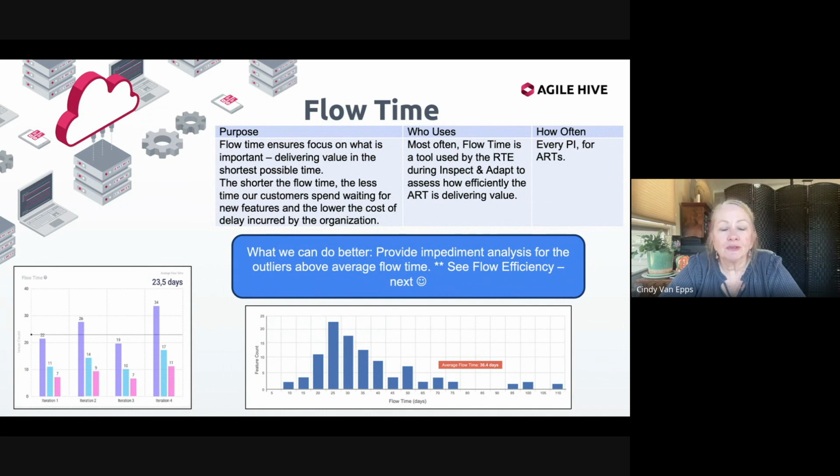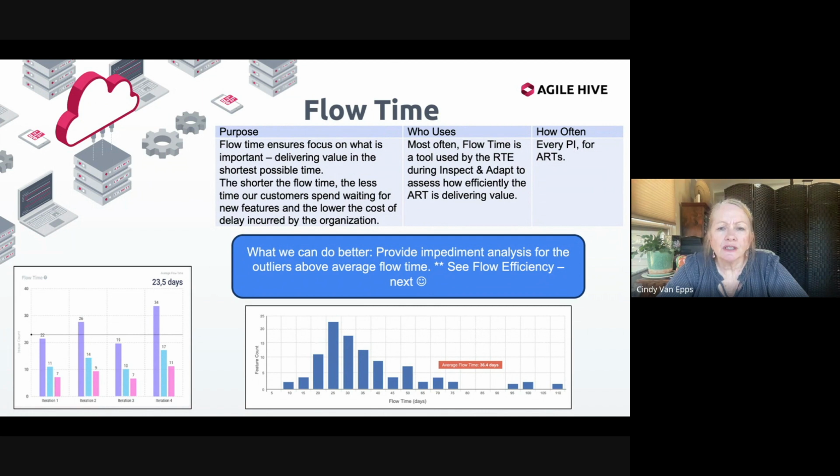Flow time has been around forever as well, like feature cycle time. And so are we delivering value in the shortest possible time? The shorter the flow time, the less time our customers are spending waiting for new features. When we talk about cost of delay with weighted shortest job first as a prioritization, when we talk about small batch sizes of delivering value in small increments, which Daniel will show you on our ART and team reports, we want to look at how often are we getting value to the customer.